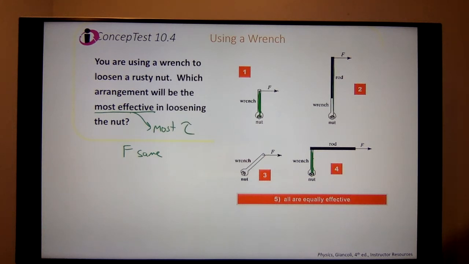In this case, this whole distance is the perpendicular distance between the axis of rotation and the force. And again, the axis of rotation is the nut. Okay. And this one is a little different. Trying to draw the perpendicular line is a little hard, so this is the perpendicular line that goes over to the line that's being formed by the force. So it turns out that this one has the largest R perp. So therefore, this one has the most torque.